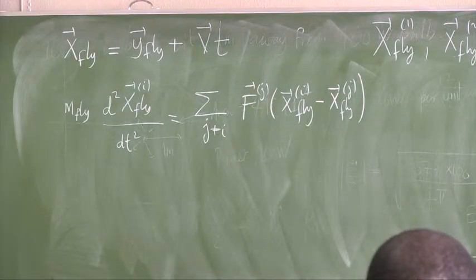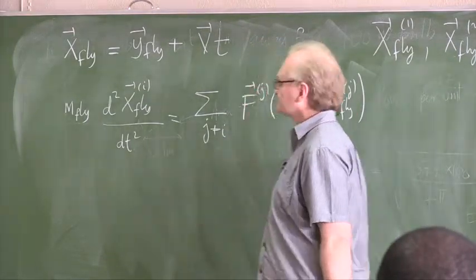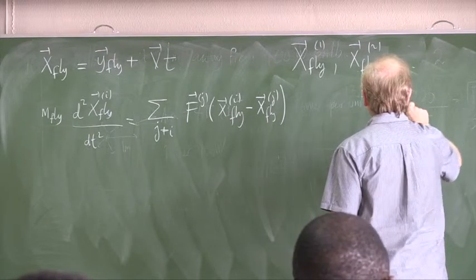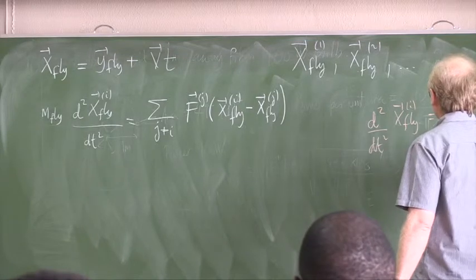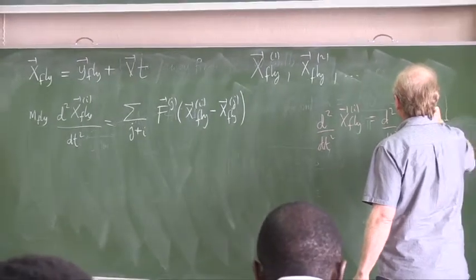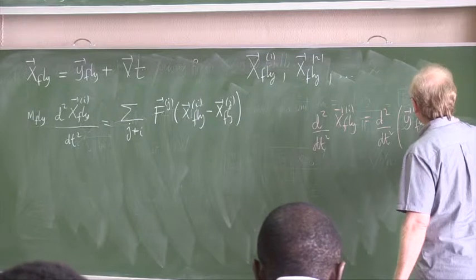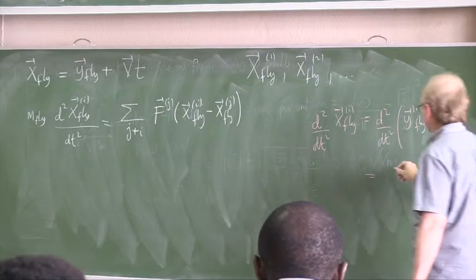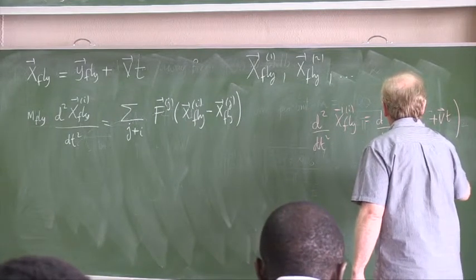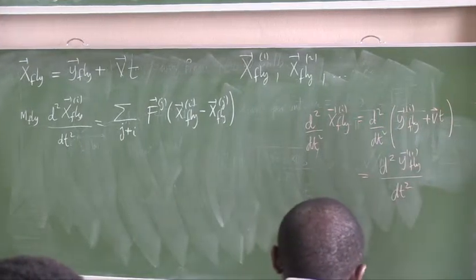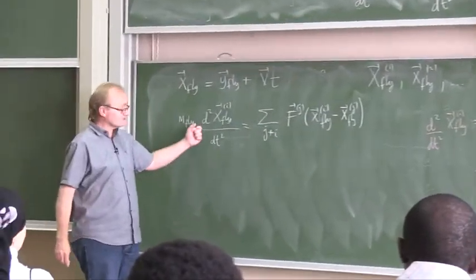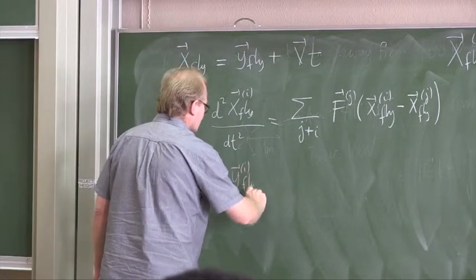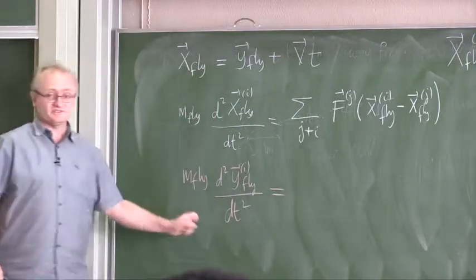And why did he do this? Well, for the following reason. Let's look at this side of the equation first of all. If we want d2 dt2 of x fly for the ith fly, this will be equal to d2 dt2 of the coordinate on the ship for the ith fly plus vt. But that second derivative of vt gives us 0. So we land up with d2 yi fly over dt2. So you immediately learn that this side of the equation, if you just rewrite it, is equal to the mass of the fly times d2 yi of the fly over dt2. So that's what you've got for this side of the equation.